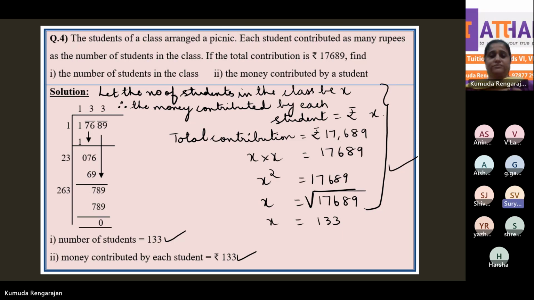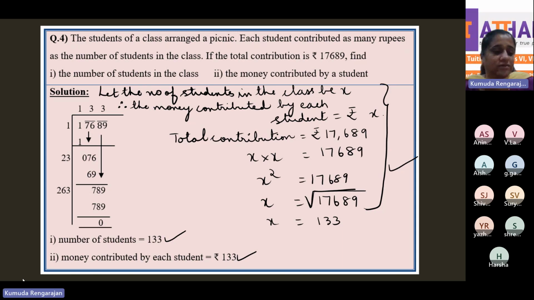Ma'am, for this sum, I used the prime factorization method, whether it is correct or not? Sure. Any method is fine, Surya. Have you got the same answer using that method? Yes, ma'am. When I pair it, I got 7 into 19. Yeah, you're right. 7 into 19.